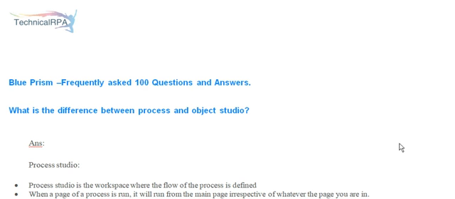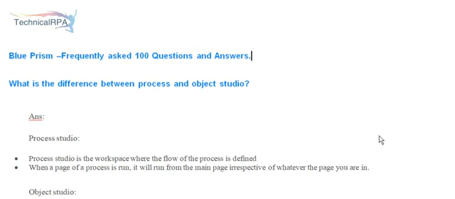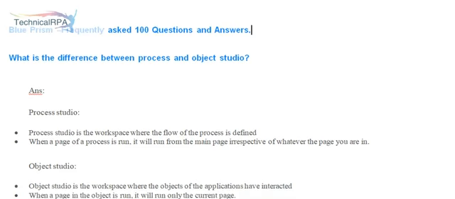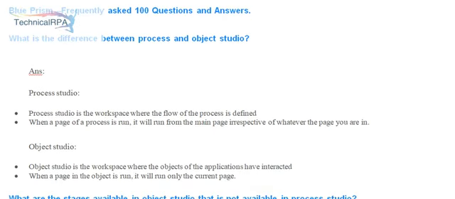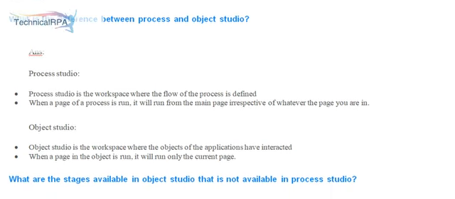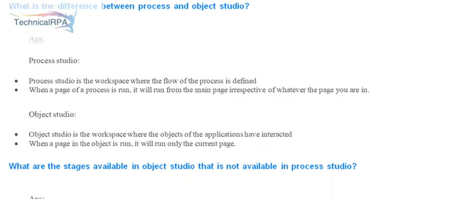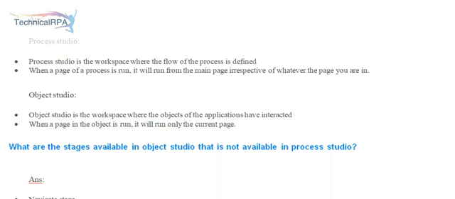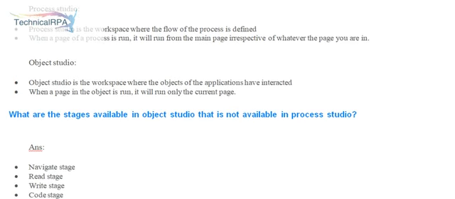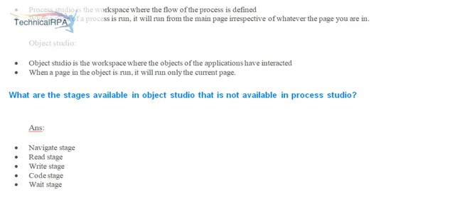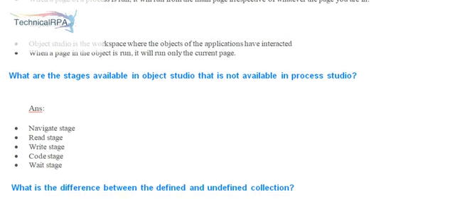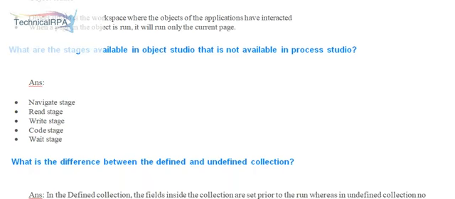What is the difference between Process Studio and Object Studio? Process Studio is the workspace where the flow of the process is defined. When a page of a process is run, it will run from the main page irrespective of whatever page you are in. Object Studio is the workspace where the objects of the applications are interacted with. When a page in the object is run, it will run only the current page.